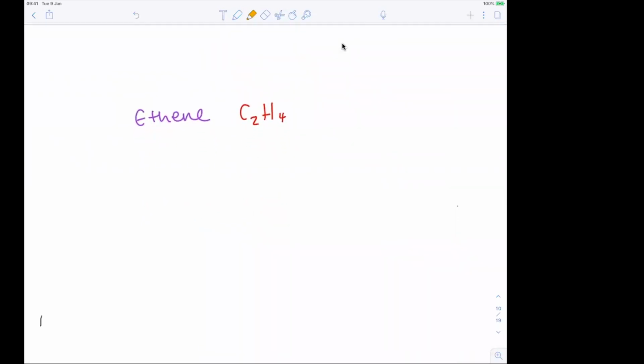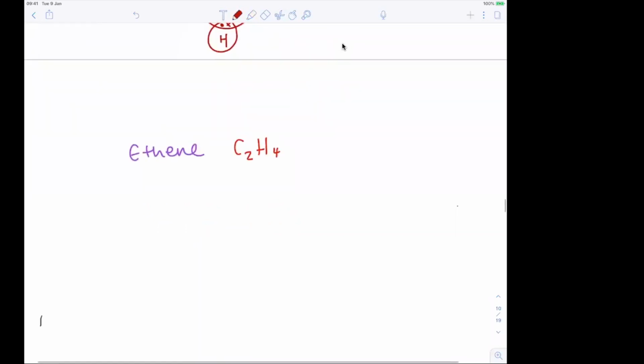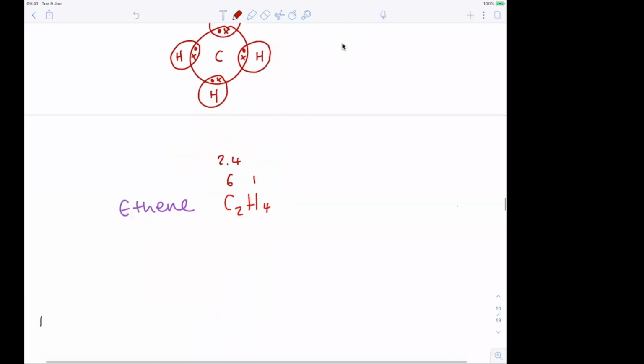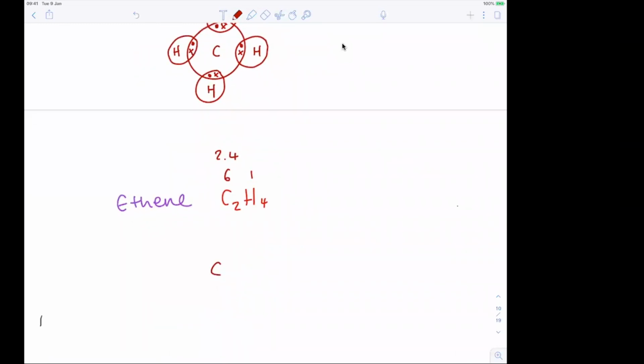Okay, this is hard now, ethene, so I'm going to show you this one. Right, so we have 6 electrons. It's very similar. So we have 4 electrons in the outer shell. Now, the reason why this is difficult is because we have our 2 carbons next door to each other. And then we've got to arrange our 4 hydrogens around those. It really only comes with practice, this.